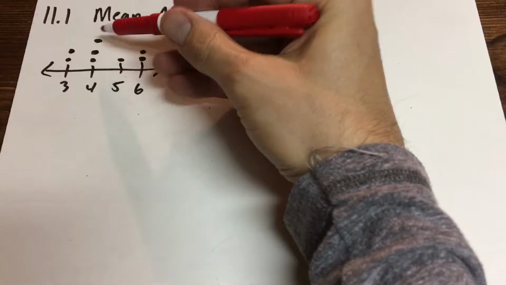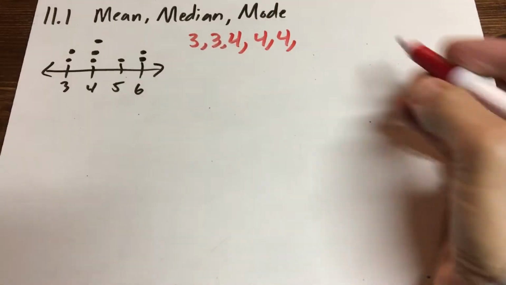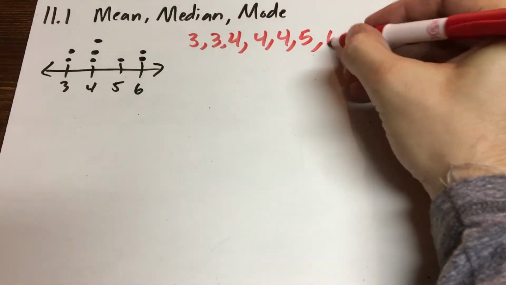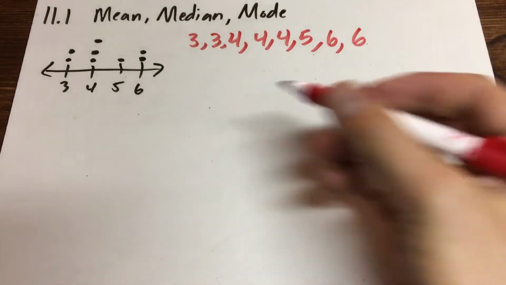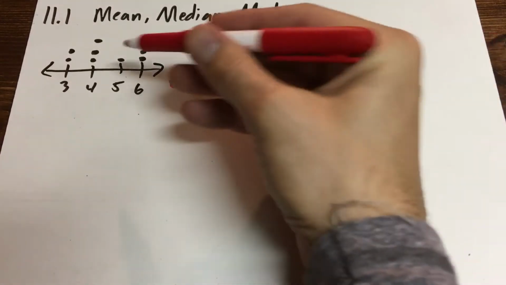And then the number 4 has 3 dots. That means your list would look like this. You have 3 4s, and then you have a 5, and then you have 2 6s. And so if you're confused on that, just do what I did, write the list out, and then you can calculate mean, median, mode. Easy, right? That's going to be what you'll need to do whenever they give you a dot plot.